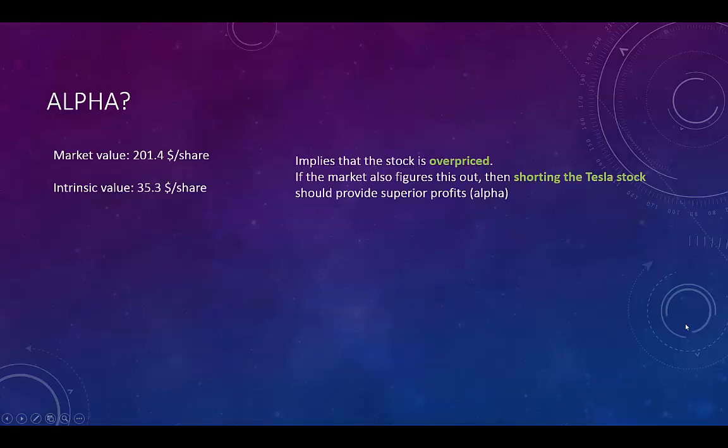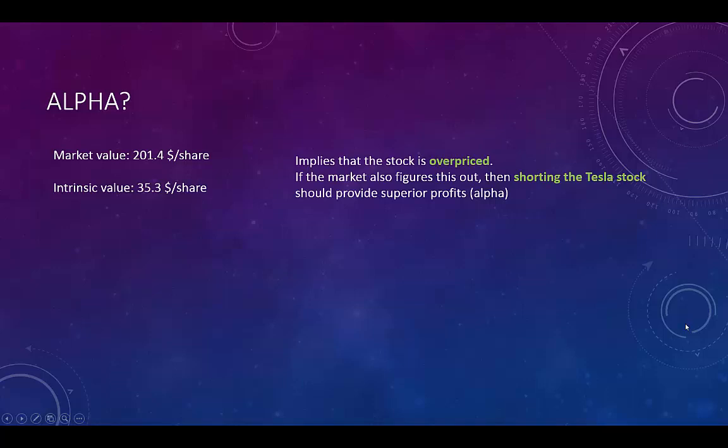In the lecture on the index model, we saw that the rationale for active portfolio management was that some stocks were underpriced or overpriced. This deviation between the intrinsic value and the market value represents the alpha we saw in the index model. We can therefore calculate the alpha for the Tesla stocks. We found that the intrinsic value is much lower than the market value. If the market also figures this out, short selling this Tesla stock should provide superior returns. A short position in Tesla would generate a positive alpha.